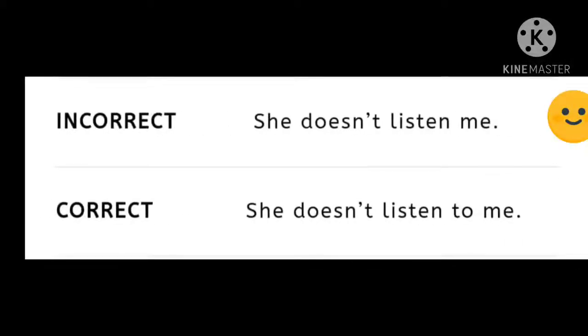Okay. "She doesn't listen me." "She doesn't listen to me." Usually the verb listen follows the preposition to. Listen to me attentively. Your teacher gives you instructions. I would like to listen to the song. I would like to listen to the news on the radio. So, listen to.